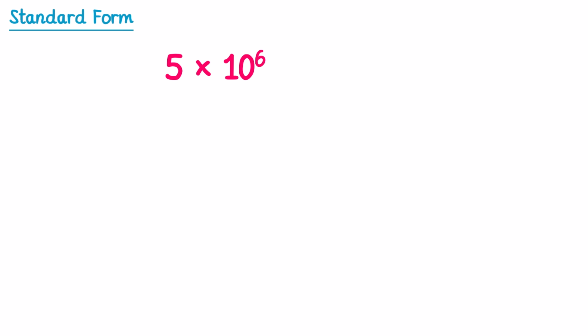If we multiply 5 by 10 once, we get 50. If we do it a second time, it'll be 500. A third time would be 5,000. A fourth time would be 50,000. A fifth time would be 500,000. And a sixth time would be 5 million. So 5 times 10 to the 6 is 5 million.